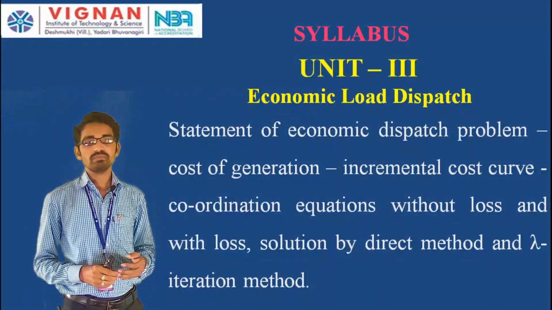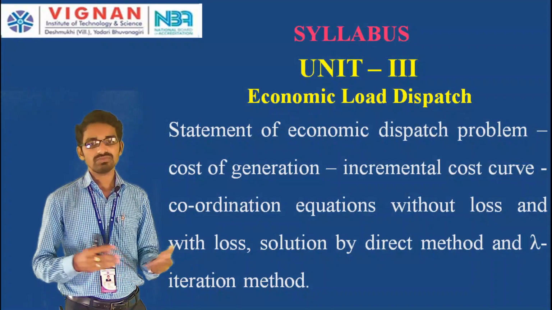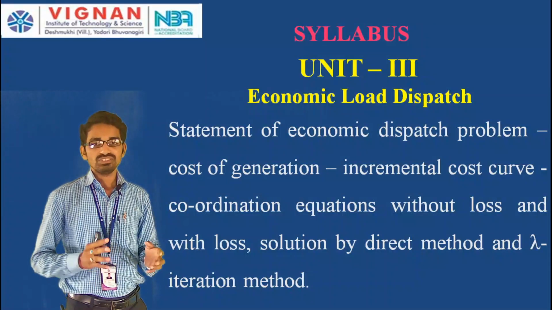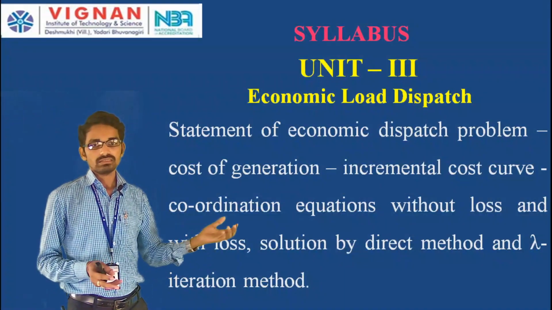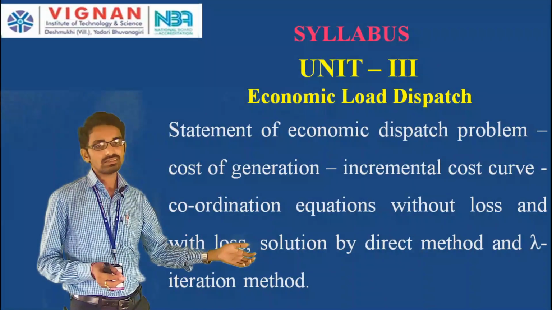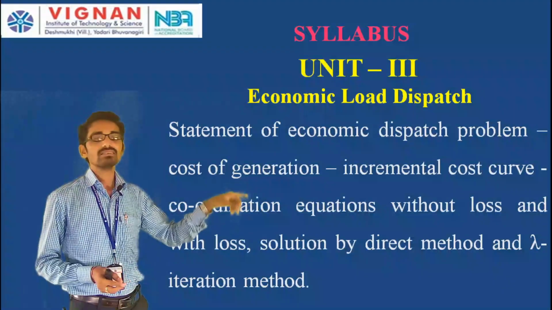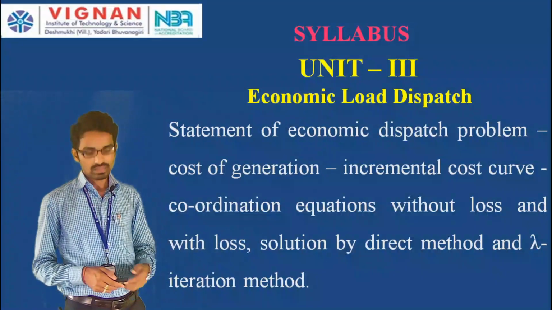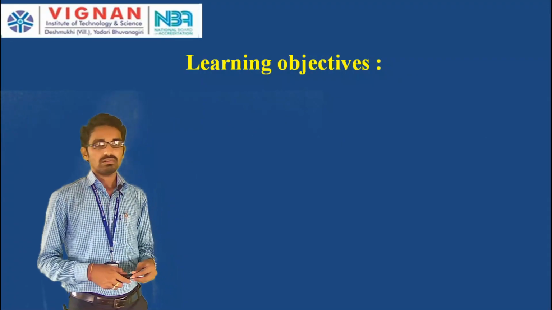Each generating station may have a single generator unit or a number of generating units for a single power plant. In a single power station we may have one generator unit, or we may have a number of generating units, right. Next, we have these coordination equations, which are going to be calculated with the direct method as well as with the lambda iteration method. These two methods we are going to see without loss as well as with loss, considering the power loss and without considering the power loss, in this third unit.